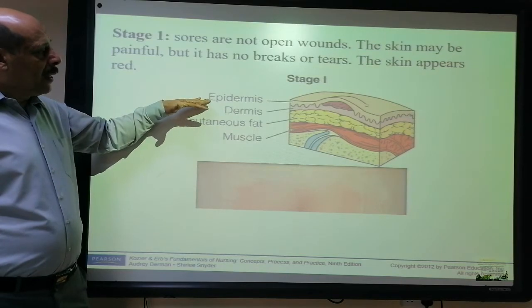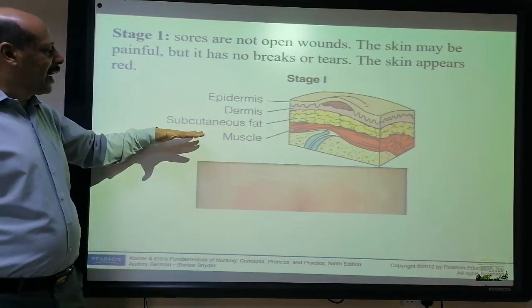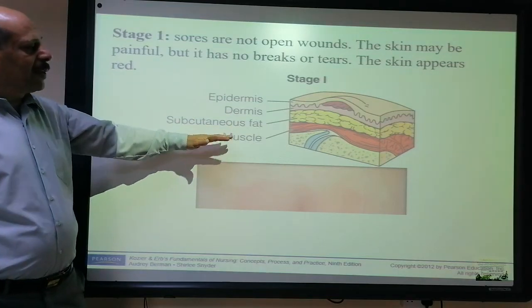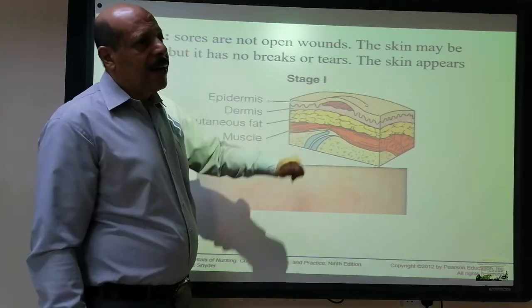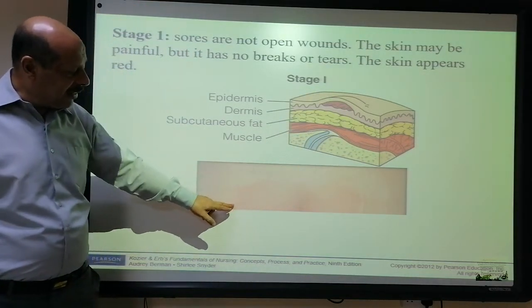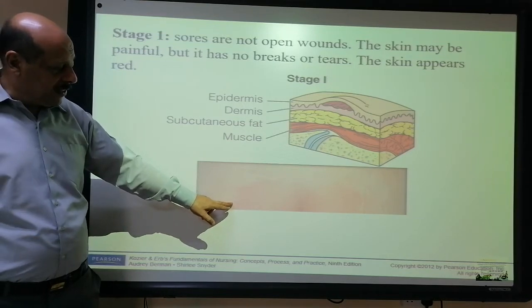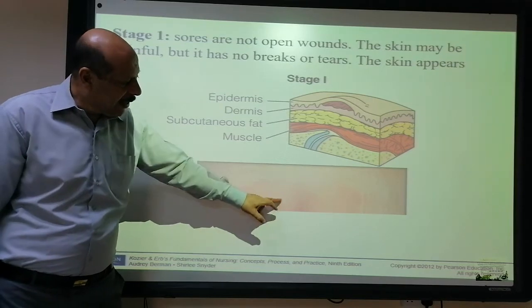So the epidermis is intact. The dermis also is intact. Subcutaneous tissues and muscles are there. So nothing else is there, but you will find that redness will be there. So this is the redness that you might observe first. So this is the first stage, only this redness.